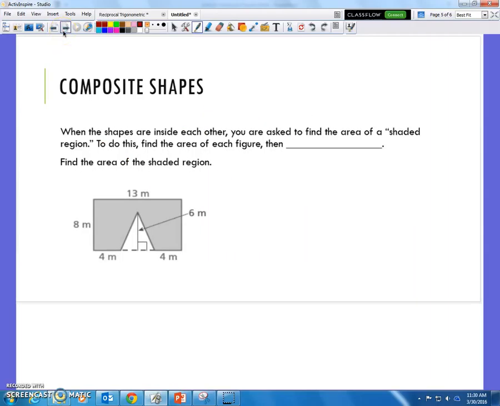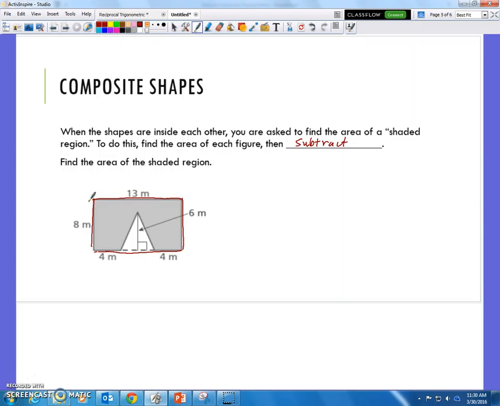Sometimes they give you a composite figure, and there's part of it missing, and you only want to find the shaded region. So to do this, you're going to find the area of the figures, and then you're going to subtract the parts that you don't want. Okay. So as you can see, there's some shaded part here, all the shaded part, and there's some blank space that we don't want. So what I'm going to do is I'm going to find the area of the entire rectangle, including the blank space for now.